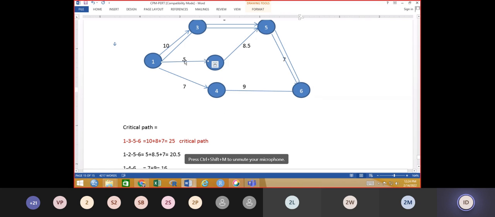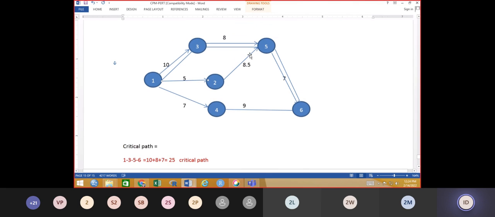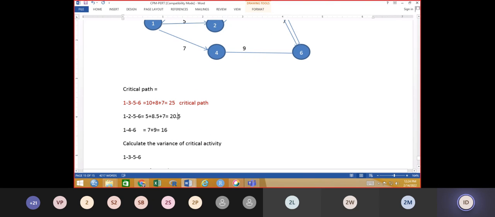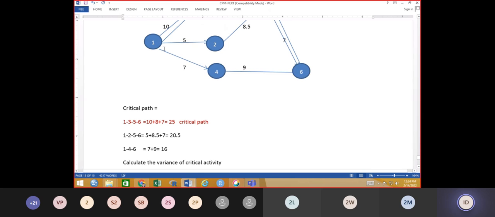1 to 2 duration is 5, 2 to 5 duration is 8.5, so that is 13.5, and this is 7, that is 20.5. The next path is 1 to 4 and 4 to 6 direct, so 7 plus 9 is 16. So these are the three different paths.